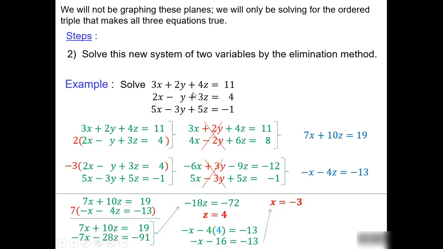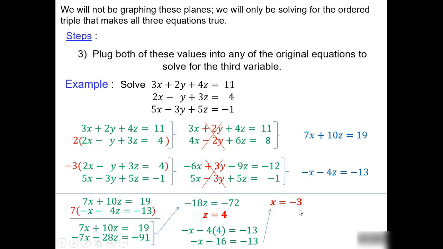But don't forget, in the original equation, we had 3 variables. So we can now take the x and z components and plug those into one of the original equations. I've chosen to plug it into the second equation because it looks like all the coefficients are the smallest. So here we have 2 times the x value of negative 3 minus y plus 3 times the z value of 4 is equal to 4. And if we simplify that and move everything around, then we end up getting that y is equal to 2.